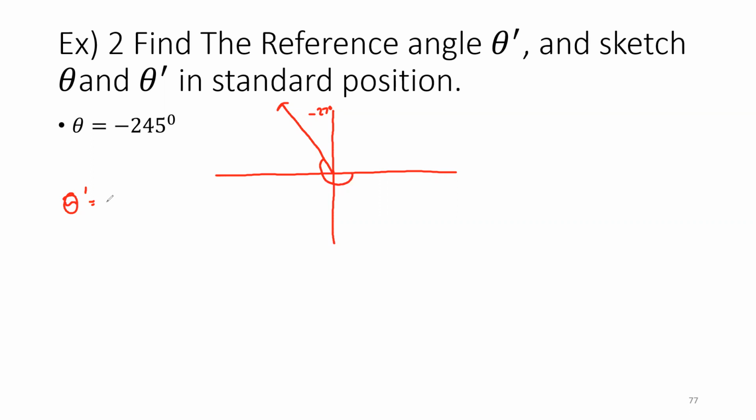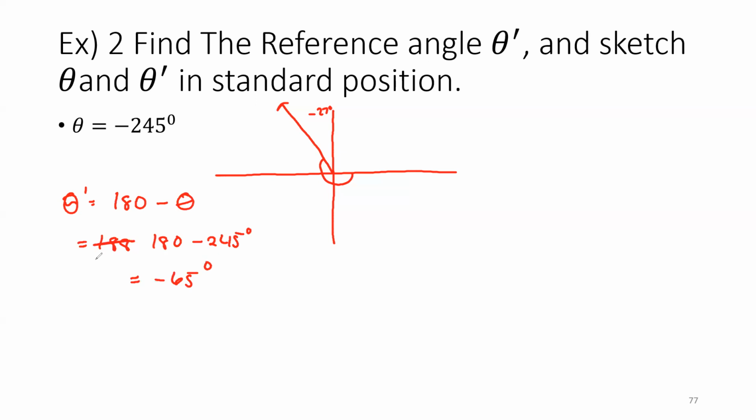Well, since we're technically in quadrant 2, it says if you're in quadrant 2, you would do 180 minus theta. So it's like saying 180 minus 245 degrees. And that gives you negative 65 degrees.